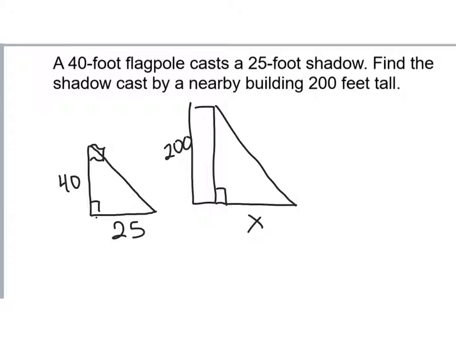So when I look at this, I know that they're going to be proportional. So I'm going to set up my proportions, and I'm going to make sure I stay consistent. So if I say that this triangle is going to be in the numerator, this one's always going to be in the denominator. First, I'm going to go ahead and compare the height to the height. So I'm going to do 40 to 200. And then I'm going to compare the shadow lengths. So that's going to be 25 to x.